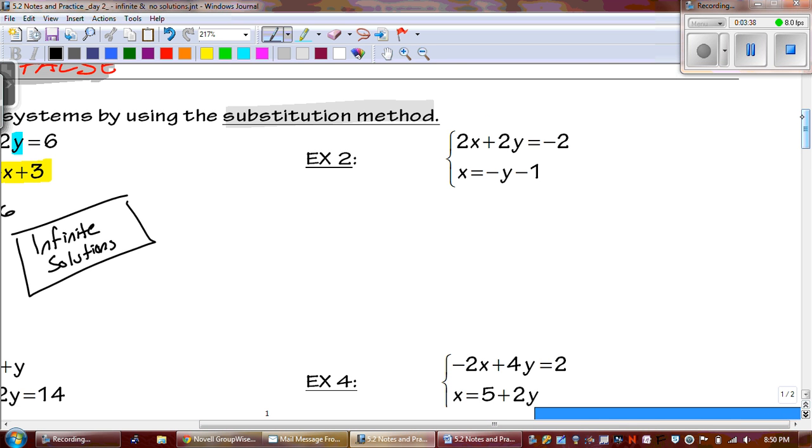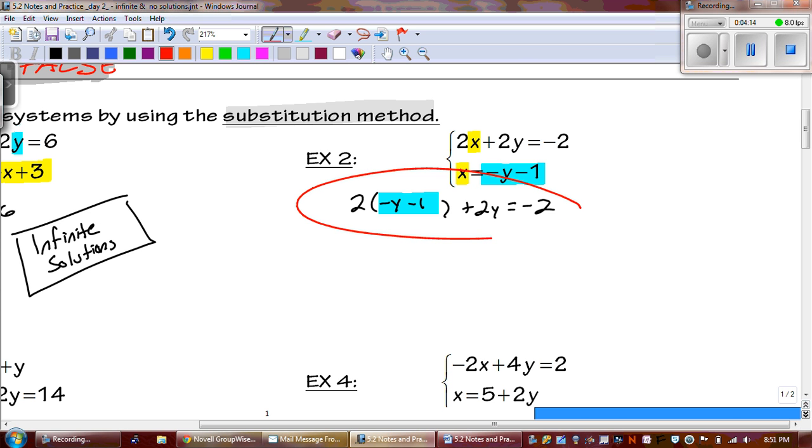Okay? Cool. Number 2. Once again, we're looking for our variable that's by itself and what it equals, and find out where we're going to plug it. So, same thing. 2 parentheses plus 2y equals negative 2. And we're doing the same thing where we're going to plug in everything that x equals. X equals negative y minus 1.